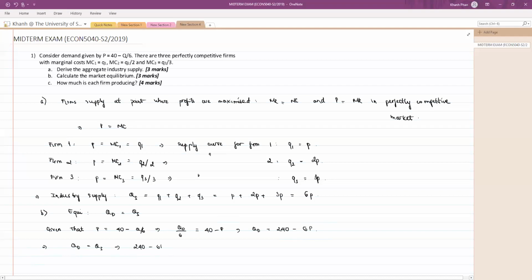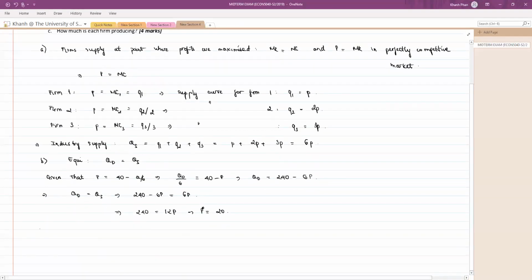So 240 minus 6P equals the quantity supplied, which is 6P. Solving for P, I get 240 equals 12P, and therefore P is equal to 20. This is the equilibrium price in the market. Having found the equilibrium price, if I substitute P star back into either QD or QS, I'll find the equilibrium quantity Q star, which is equal to both QD and QS. Substituting P star into QS, I get Q equal to 120. That is the equilibrium quantity.